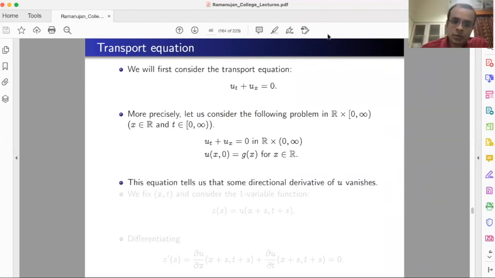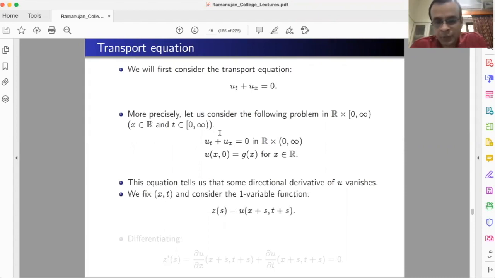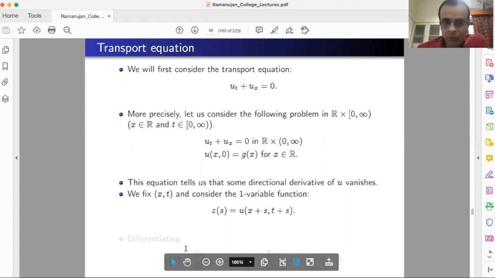Now, if I just look at this equation, u_t plus u_x is equal to 0, what it tells me is that some directional derivative of u vanishes. So I want to exploit that insight. So how do I actually exploit that? Let me define a new function, z of s, which is equal to u of x plus s comma t plus s. And let's see what we have.